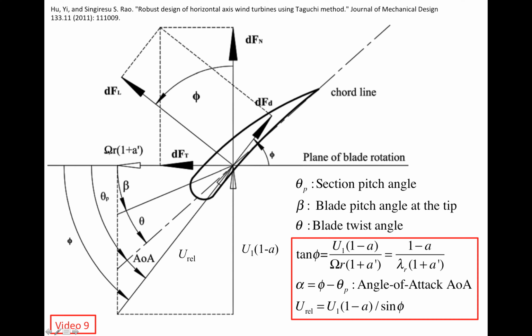Omega is a constant, and r varies. At the root of the blade, r is small, and at the tip of the blade, r is large. So the linear speed of the airfoil varies with the length of the blade. Close to the root, r is small, so the linear speed is small, since omega is a constant. At the tip of the blade, r is large, so omega r is large. So this vector is longer close to the tip.